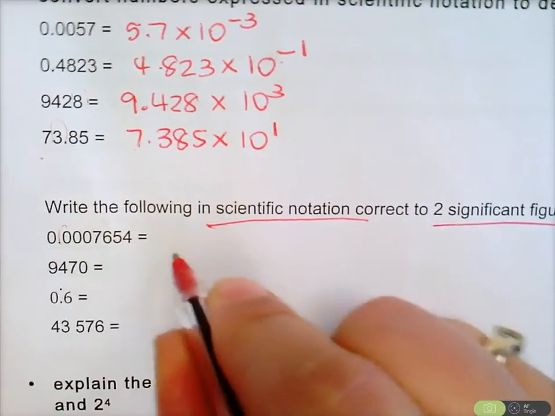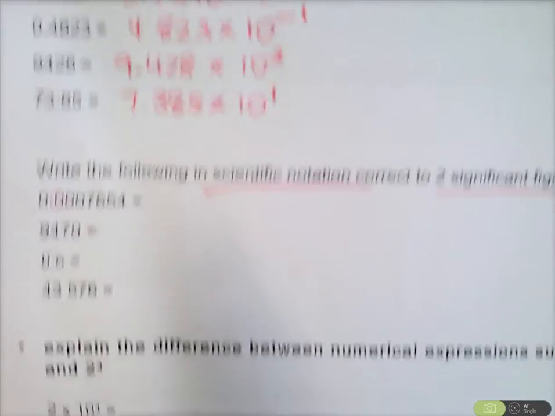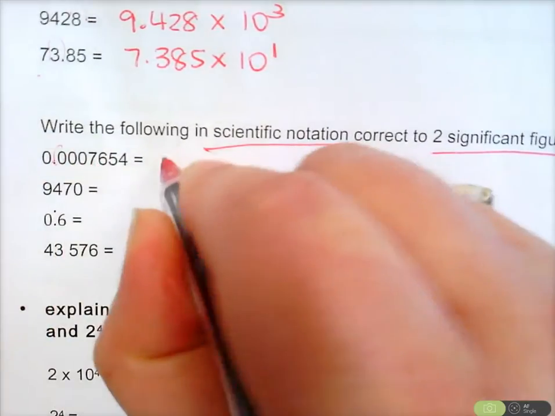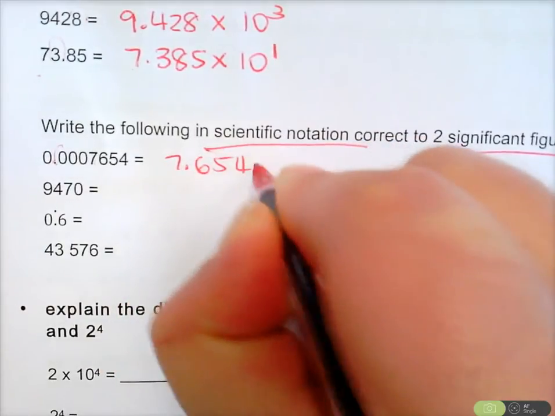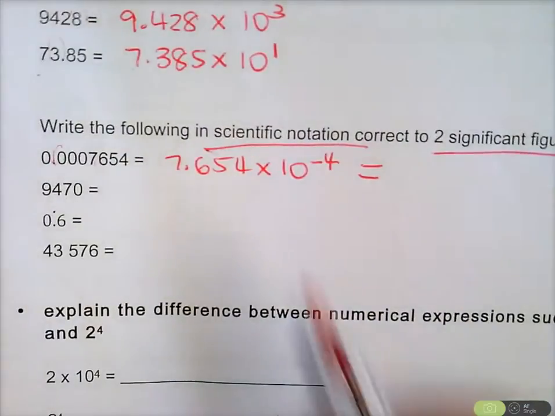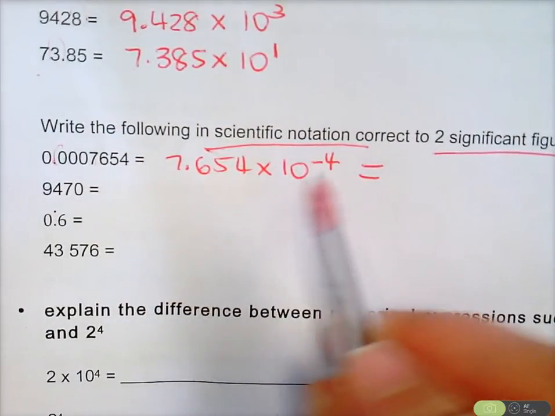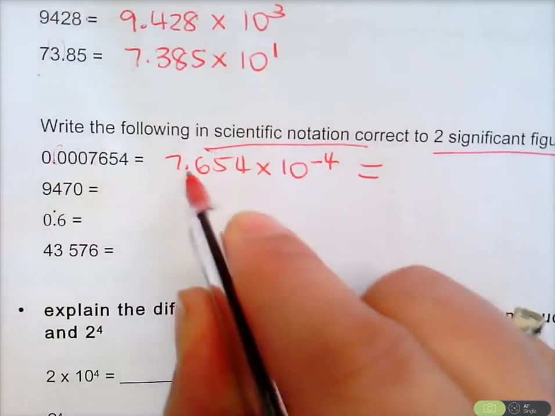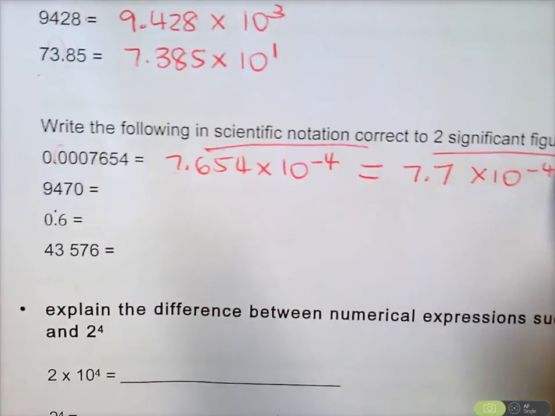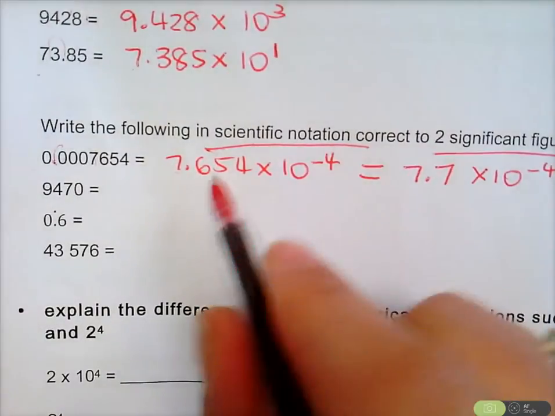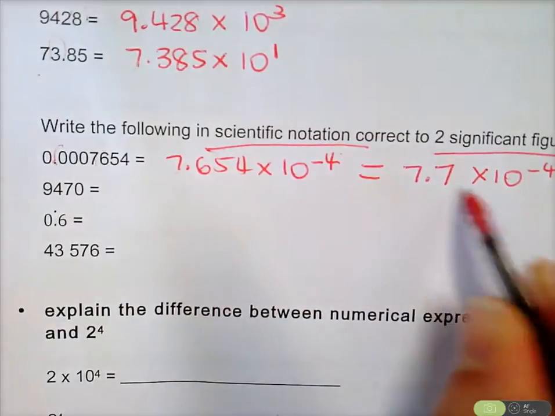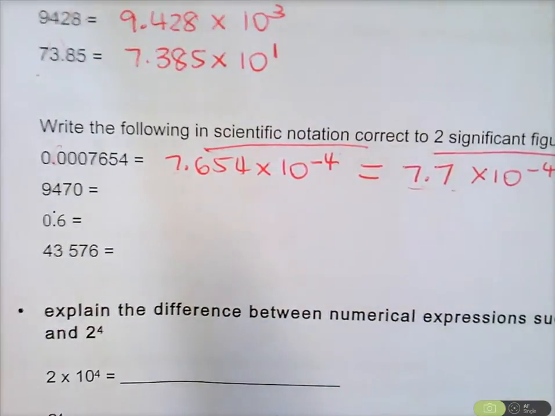What have we got? Positive or negative power for the first one? Good. How many jumps? 1, 2, 3, 4. 7.654 times 10 to the negative 4. Now that is not 2 significant figures. The 10 to the negative 4 has got nothing to do with the 7 point something. I just need 7.7 times 10 to the negative 4. So that's got 4 significant figures in scientific notation, and I only want 2 significant figures.